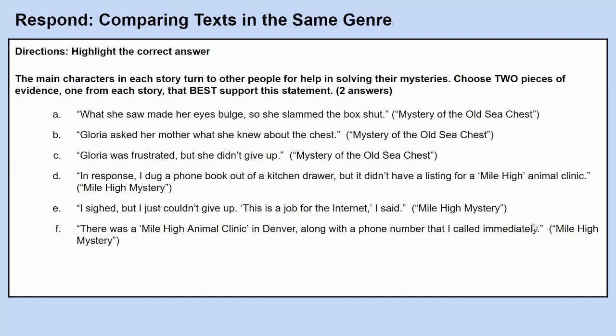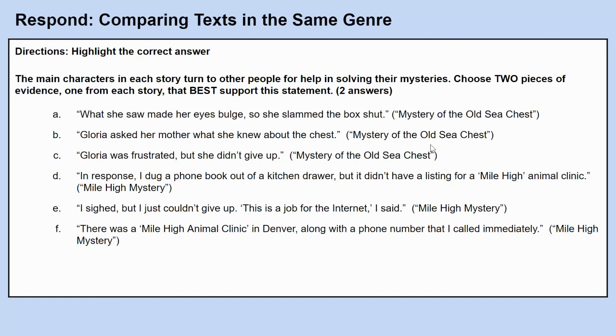Then you're going to come to your final question. The main characters in each story turn to other people for help in solving their mysteries. Choose two pieces of evidence, one from each story, that best support this statement. You are supporting this statement that the main characters in each story turn to other people for help. Emphasis, we are turning to other people for help in solving their mysteries.